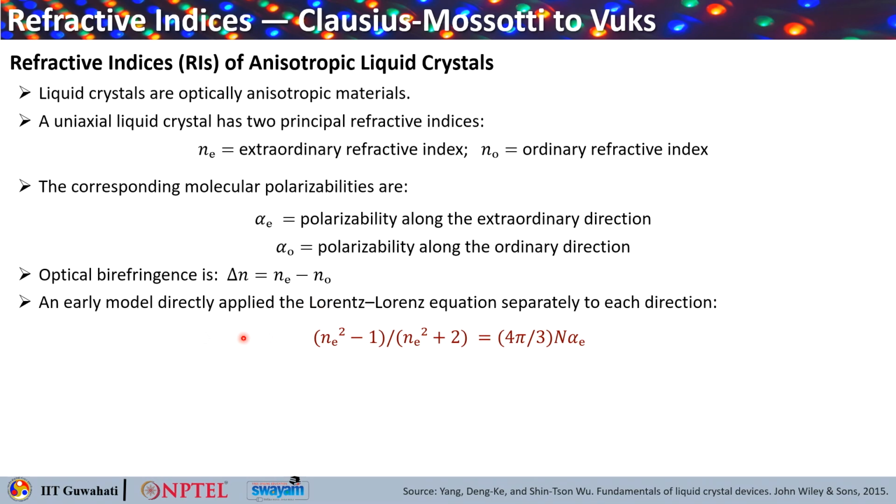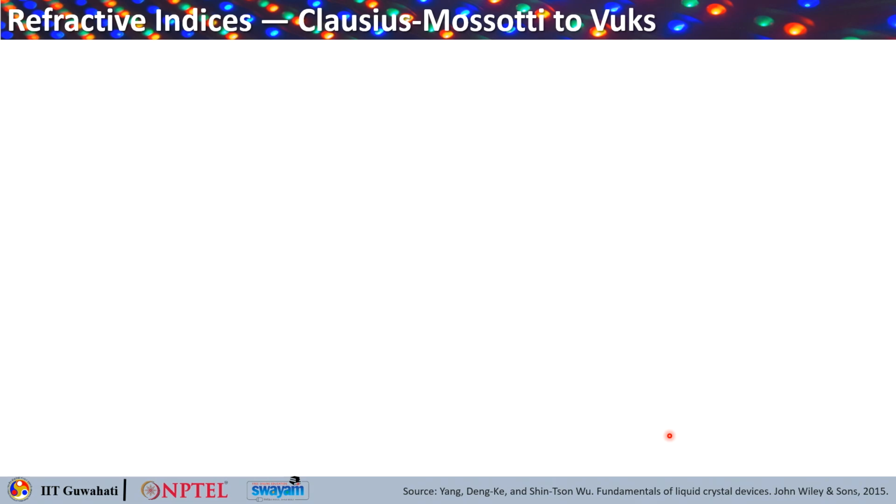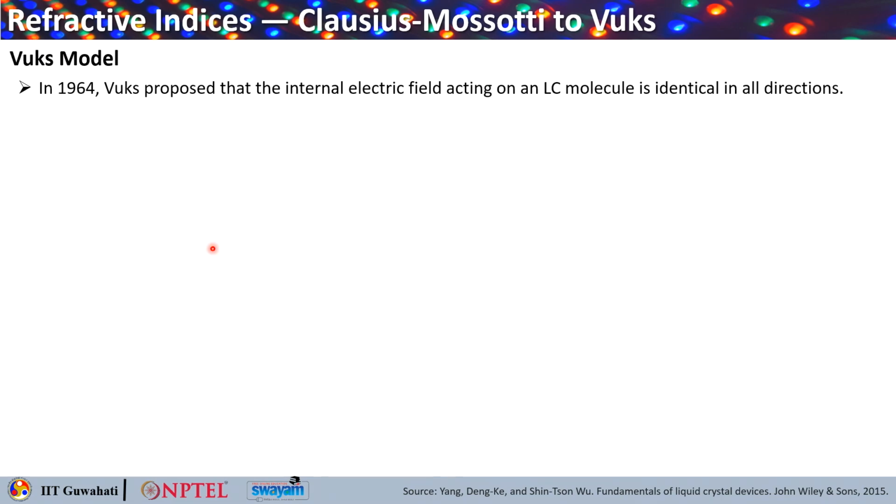So an early model directly applied the Lorentz equation separately for each direction. You focus on the extraordinary direction and apply the Lorentz equation, and then you apply it again for the ordinary direction. So you get two equations, right? However, this simple directional substitution does not actually match the experimental liquid crystal results accurately. So this is where the Vuks model comes into the picture.